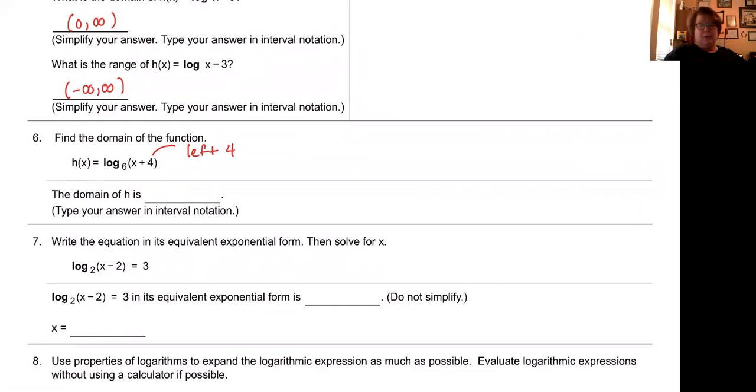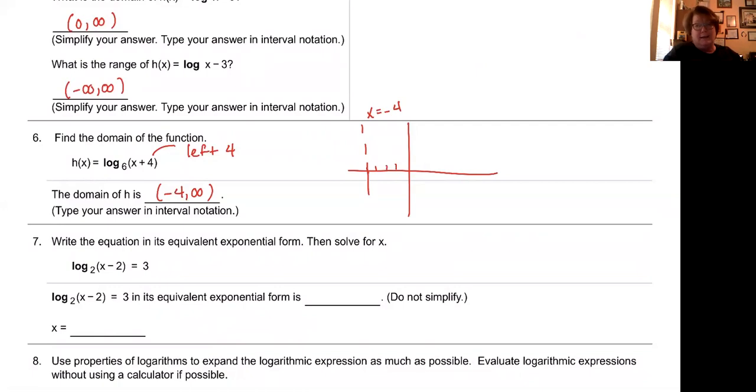So when I move this entire function to the left, negative 4, I move the domain of this function also. So the graph would look something like this. The vertical asymptote would move to x equals negative 4. So when that happens, I move the whole domain 4 units to the left. So the domain is going to be from negative 4 to infinity.